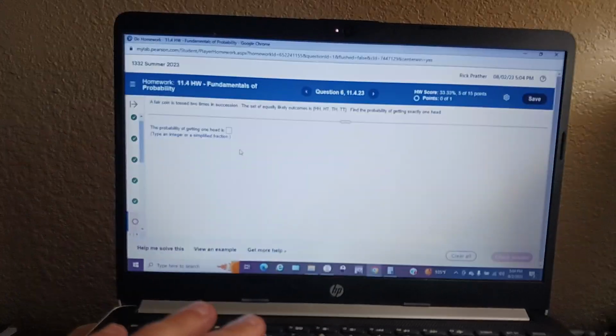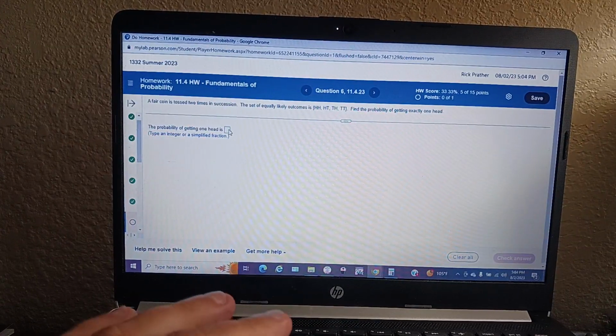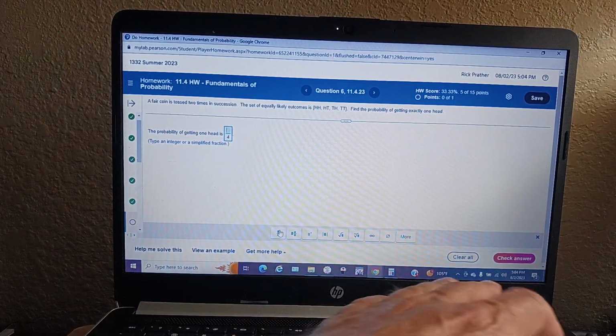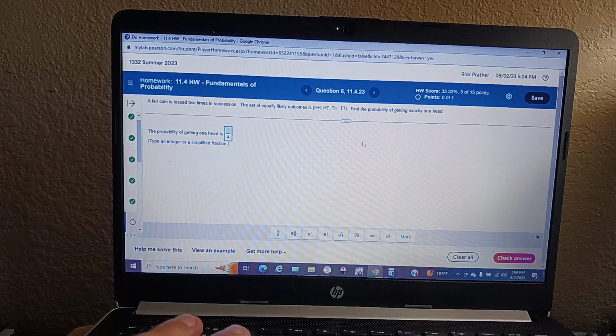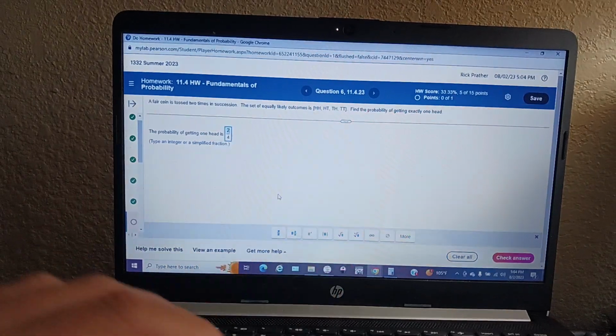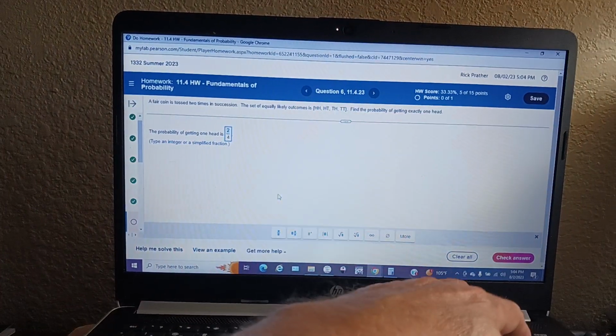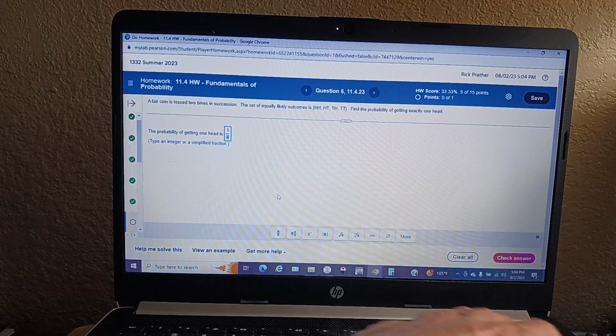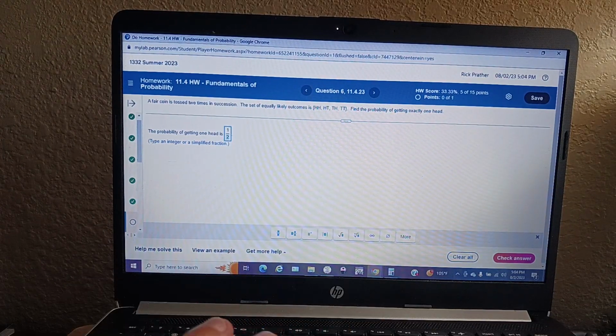Okay, same question. We got heads heads, heads tails, tails heads, tails tails. There's 4 possibilities here. That's my total. Oh, this is the same question. Find the probability of exactly 1 head. That's weird. So 2 out of 4, 1 out of 2. I don't know why that came up exactly the same.